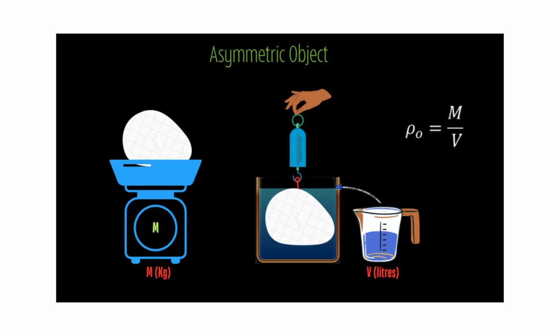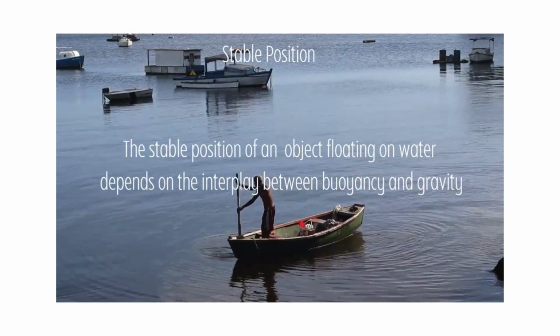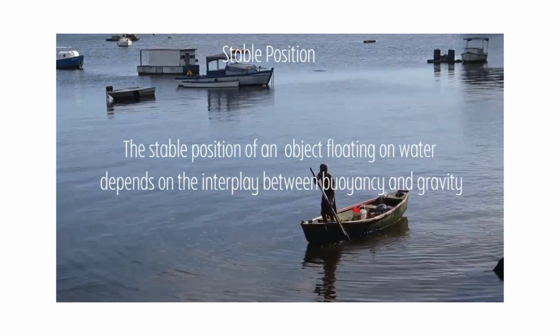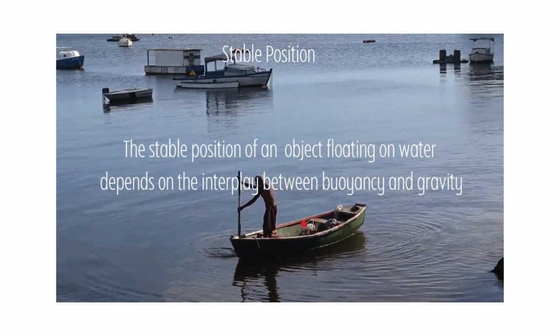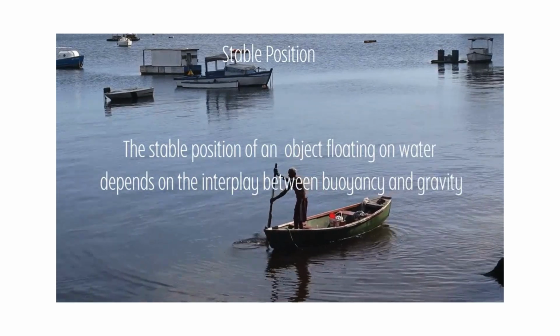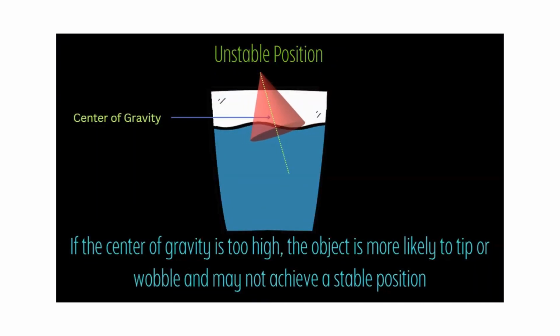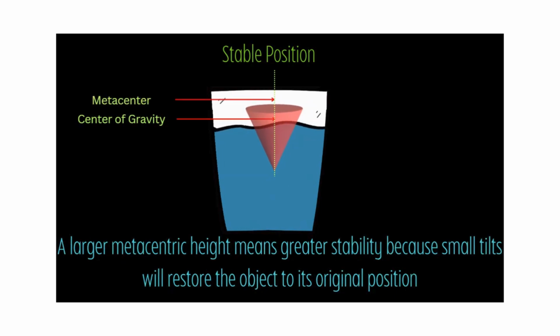When an object floats on a liquid, it aligns itself in a stable position. Let us explore what factors decide stable position of objects while floating on a liquid. The stable position of an object floating on water depends on the interplay between buoyancy and gravity. If the center of gravity is too high, the object is more likely to tip or wobble and may not achieve a stable position. For the object to be stable, the center of buoyancy must adjust itself to align vertically below the center of gravity. A larger metacentric height means greater stability because small tilts will restore the object to its original position.